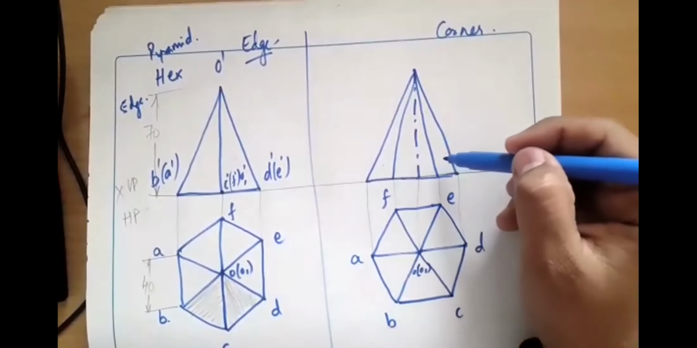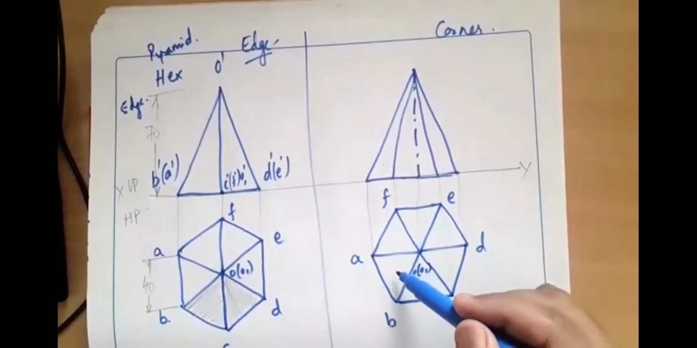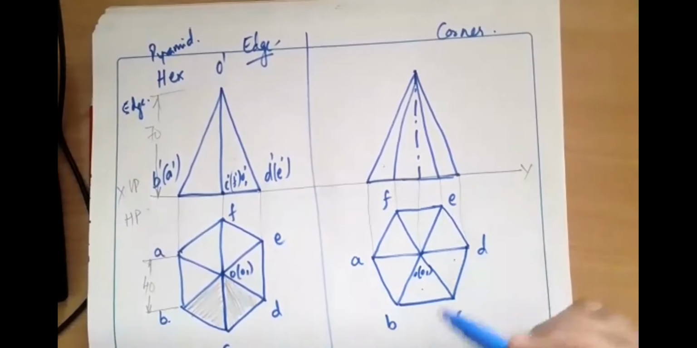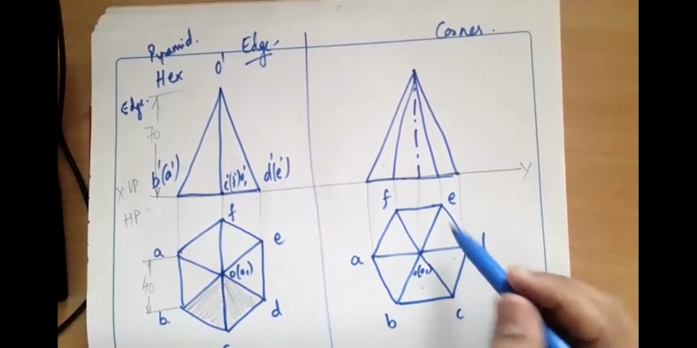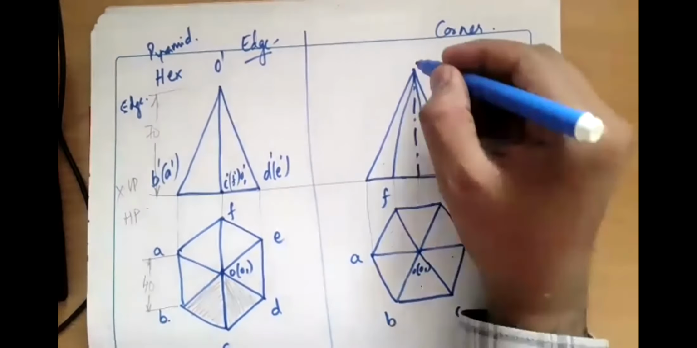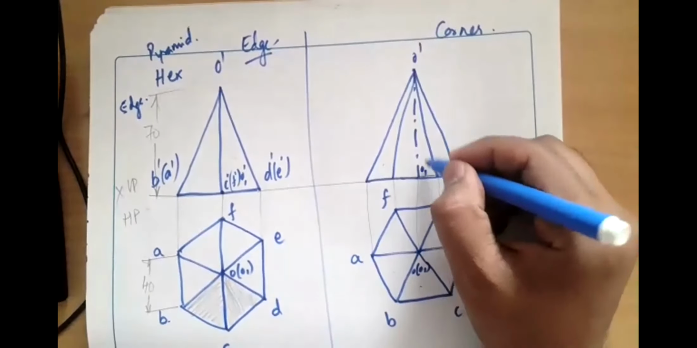One, two, three. Three triangles are seen. Which are those three triangles? 1, 2, and 3. Three triangles are seen in the front view. So naming O dash, O1 dash.